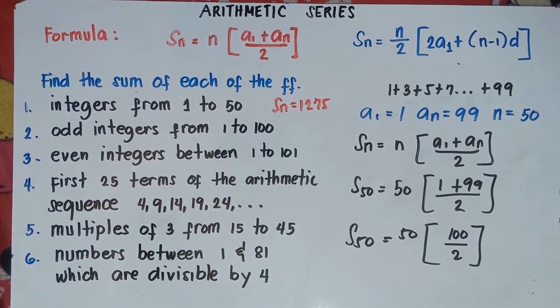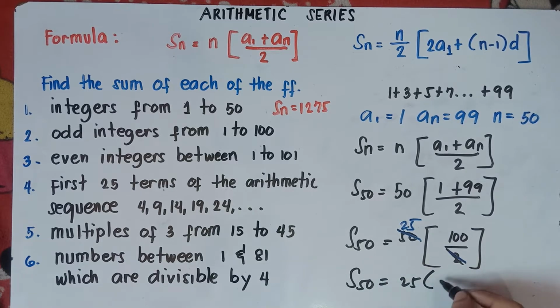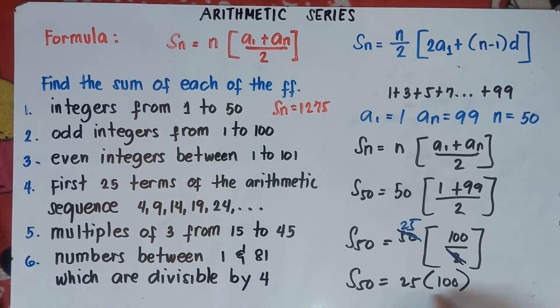Alright, so we can reduce this one, 50 and 2, or we can divide 100 by 2, then multiply it by 50. That's the same, class. So let's just reduce this one. 50 and 2, we can reduce this one. 50 divided by 2 would be 25. So this will be S sub 50 equals 25 times 100. And it's easy for us to multiply 25 times 100. If you multiply 100 or numbers with zeros, simply add the zeros. If this is 25 times 100, S sub 50 will be 2,500. Just add 2 zeros.